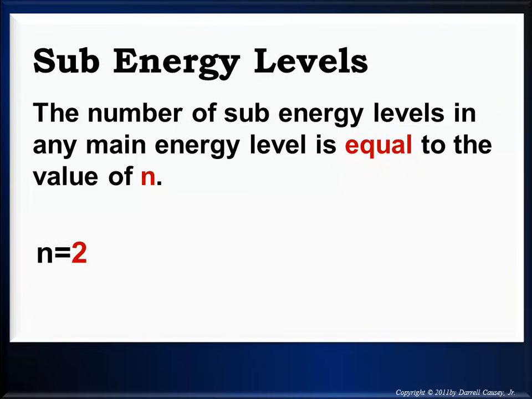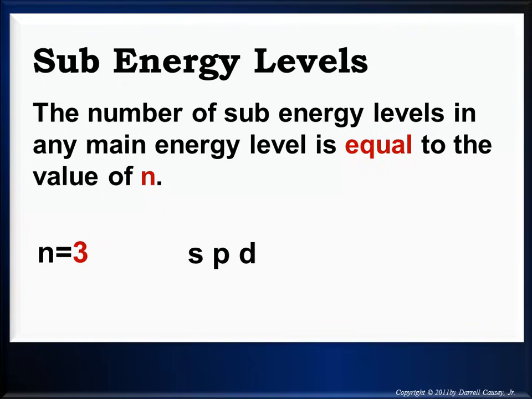Let's look at energy level number 2. You can have S and P, or 2 sub-energy levels, and the numbers can be L equals 0 or L equals 1, depending if you're talking about the S orbital or the P orbitals. Let's look at energy level number 3. Now, energy level number 3 means you can have 3 sublevels.